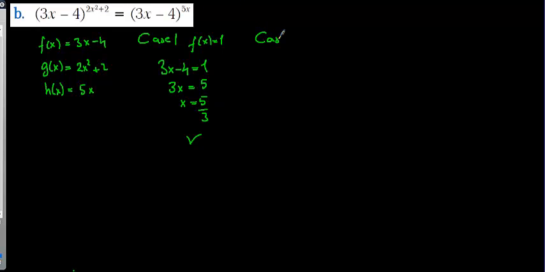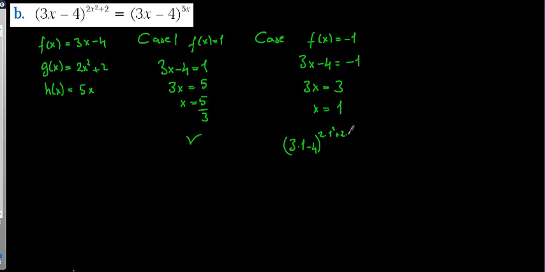But for case 2, if f(x) is equal to minus 1, then both of the powers should be positive. So 3x minus 4, when it's equal to minus 1, 3x should be equal to 3, and x should be equal to 1. Then if you replace x by 1, (2 times 1 minus 4) to the power of (2 times 1 squared plus 2) is equal to (3 times 1 minus 4) to the power of 5 times 1. We have to check this case.